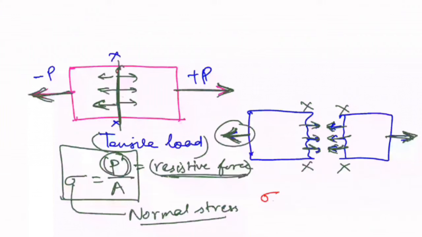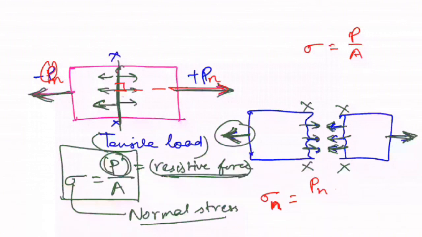The normal stress is denoted as sigma n, where sigma is the stress and n refers to its normal direction. We know that stress is equal to load by area, and in this case the load itself is a normal load. It is acting normal to the cross-sectional area. So let's take it as Pn. Even this load also will be Pn. It is the normal force. Now it will be equal to Pn, the normal force, divided by the area of cross-section XX. So any cross-section we can take, and for that particular cross-section we can find the stress in that.